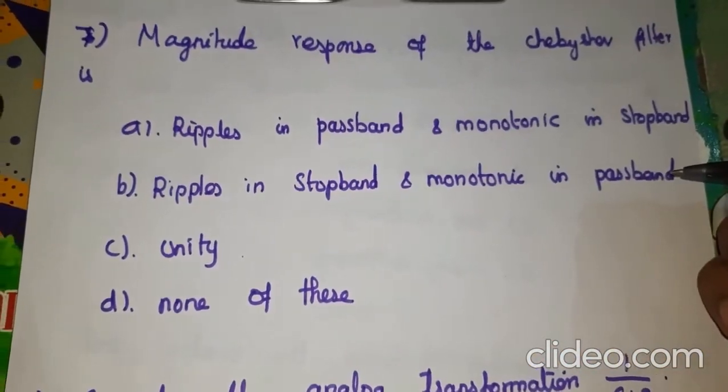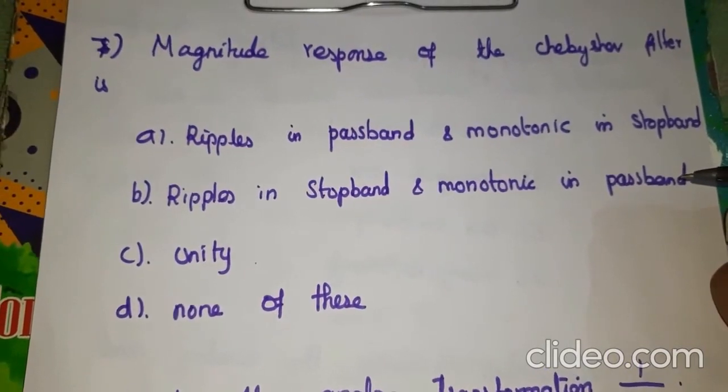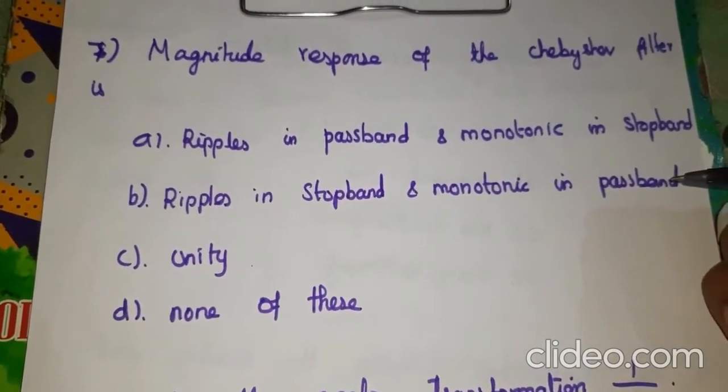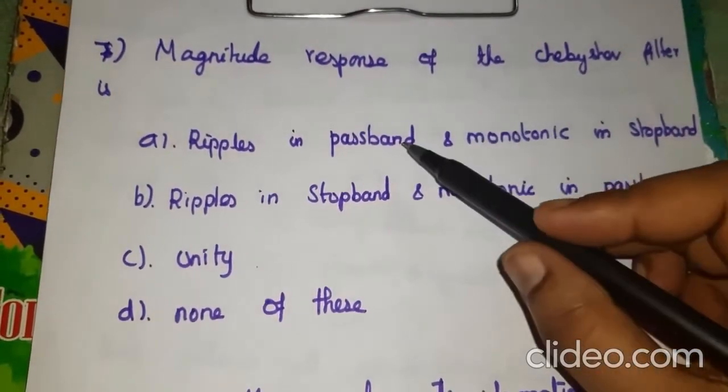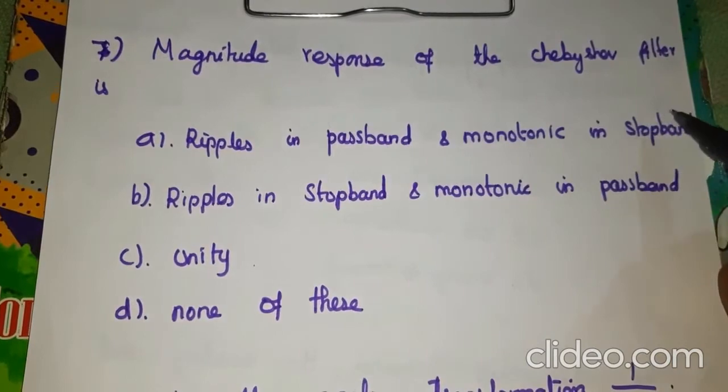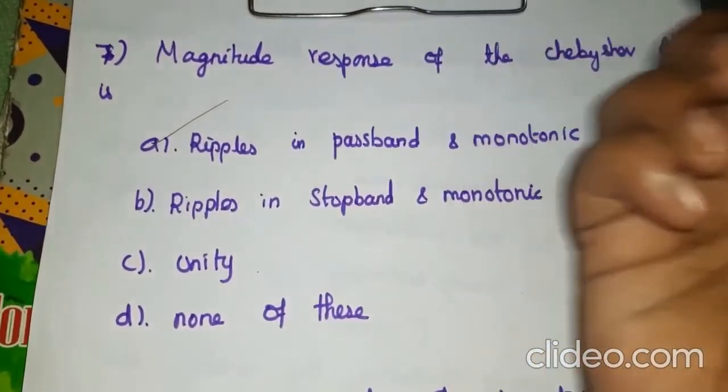Seventh question, magnitude response of the Chebyshev filter: ripples in pass band and monotonic in stop band. So the magnitude response of the Chebyshev filter has ripples in pass band and is monotonic in stop band. So here the answer is A.